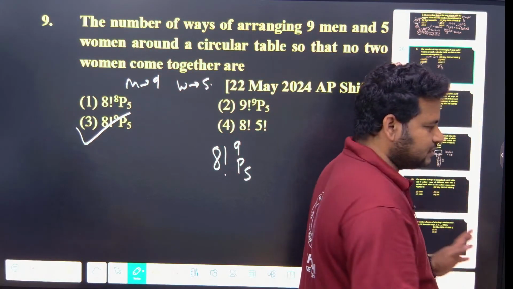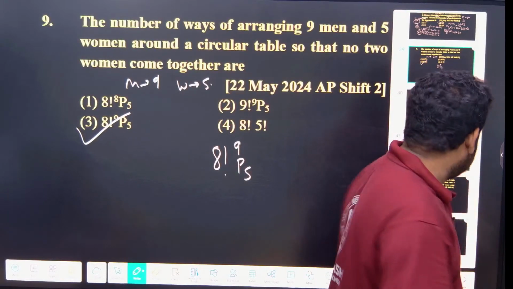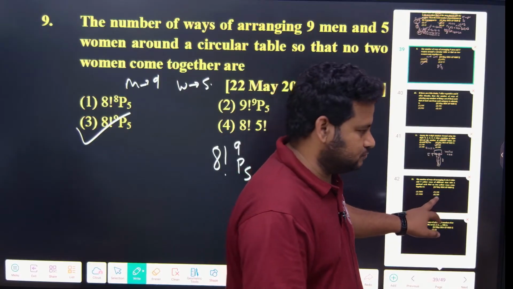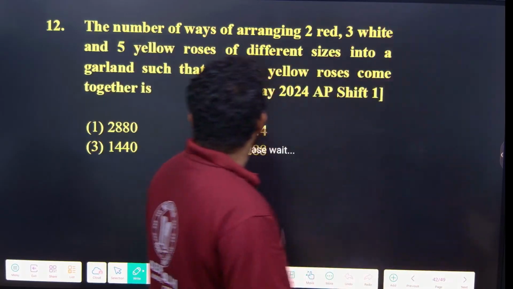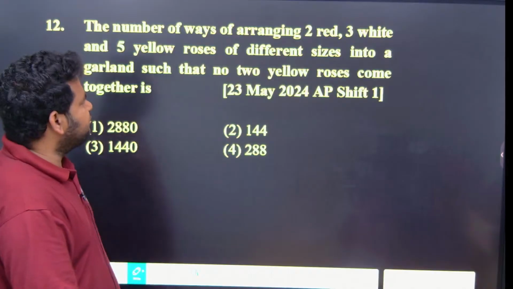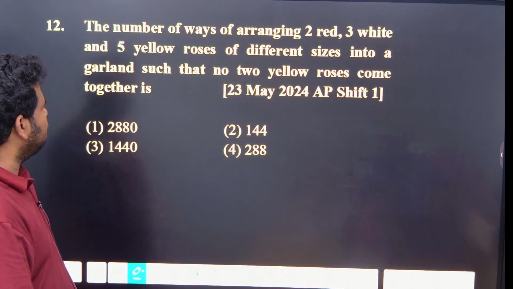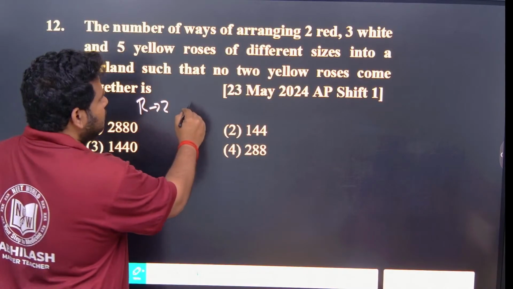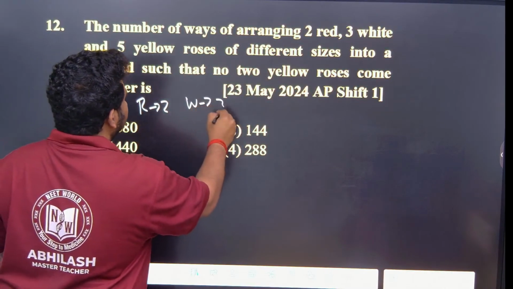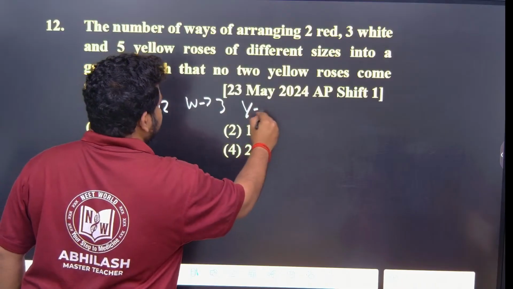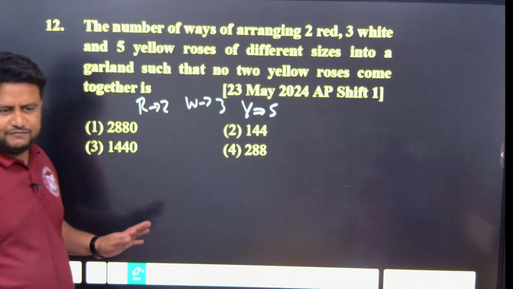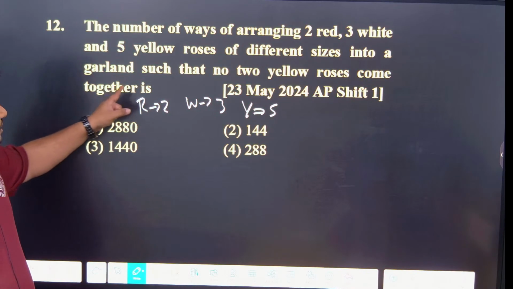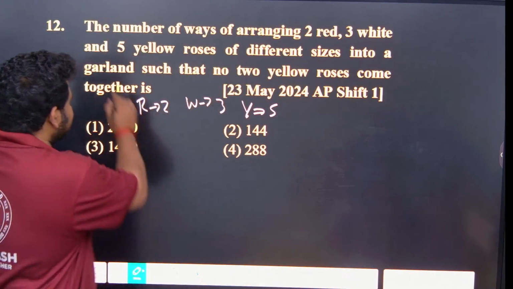Got it everyone? Clear? Okay. Next question. One more question we will solve on permutation and combination and we will go to probability soon. See here. The number of ways of arranging 2 red, 3 white and 5 yellow roses. White is 3. Yellow is 5. Understanding everyone? Any confusion? See, with more practice you will understand. Don't worry.